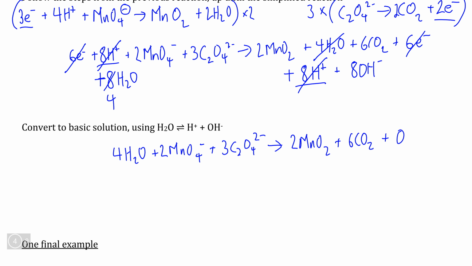So that means after we write in our OH minus, all of our charge we can double check fairly easily. So 8 OH minus has a charge of -8, and then 3 oxalate ions have a charge of -6, 2 permanganate ions have a charge of -2.